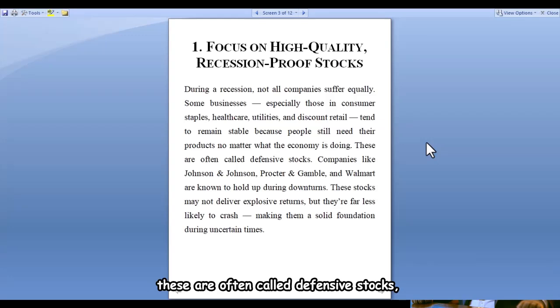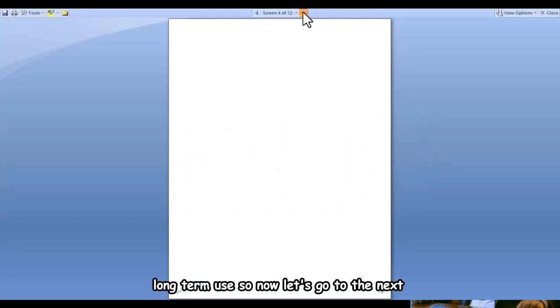These are often called defensive stocks. Companies like Johnson and Johnson, Procter and Gamble, and Walmart are known to hold up during downturns. These stocks may not deliver explosive returns, but they are far less likely to crash, making them a solid foundation during uncertain times. These are the stocks you can buy and keep for long-term use. So now let's go to the next page now.